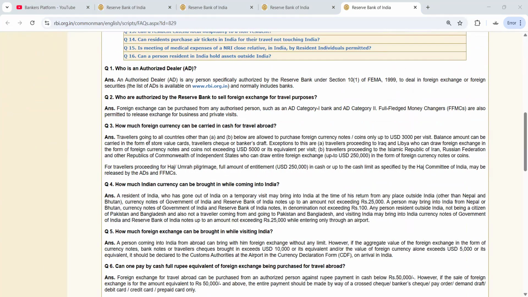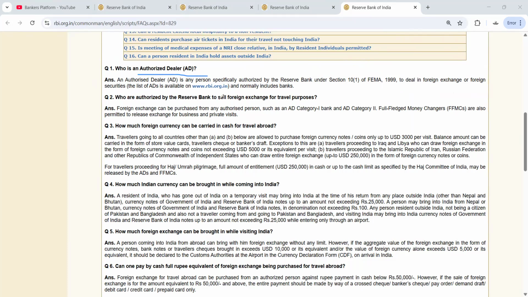So the first FAQ that you can see is authorized dealer. An authorized dealer is any person specified by the Reserve Bank under Section 10(1) of FEMA 1999 to deal in foreign exchange or foreign securities. And it normally includes banks. So in this, normally banks will be the authorized dealers.